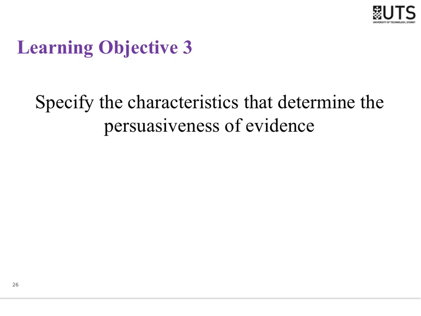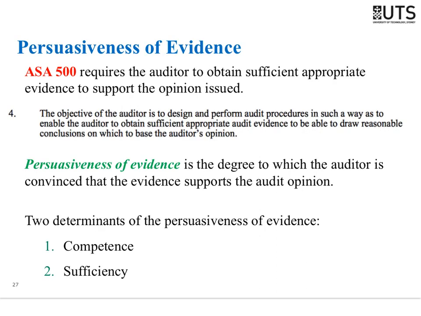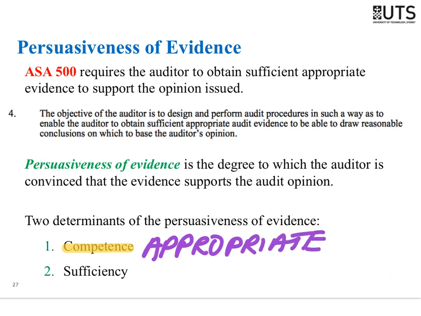Okay. On that note, the persuasiveness of evidence again comes down to those two concepts. Competence, which, by the way, if you'd like to write this down, actually I'm doing purple. Competence, ladies and gentlemen, just means, I'll write appropriate to link it back to the term we used. Competence means the appropriateness of the evidence. Another way for you to write it down is reliability is what it's talking about.